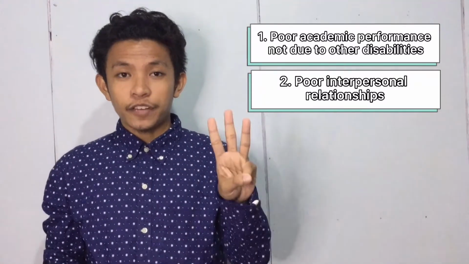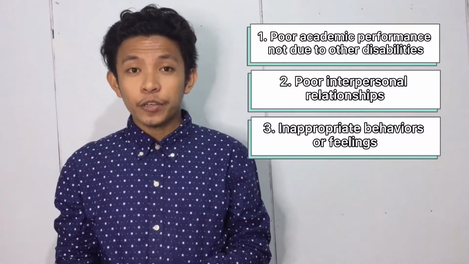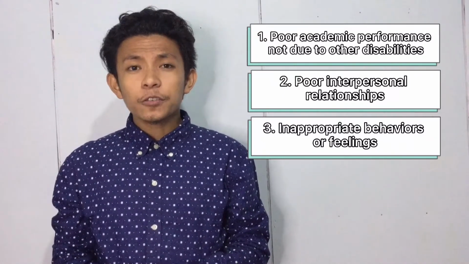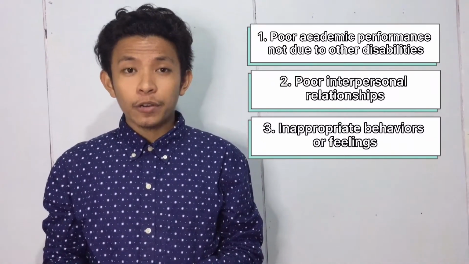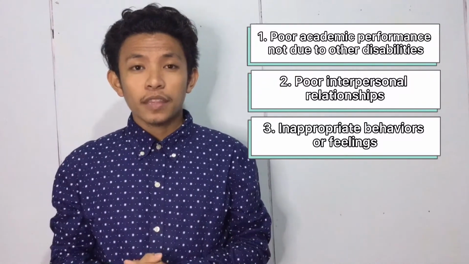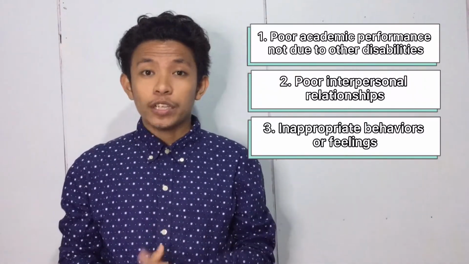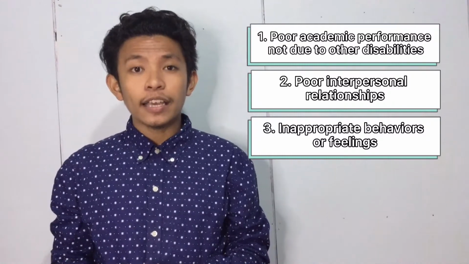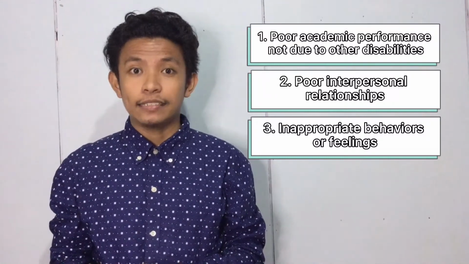Characteristic number 3. Inappropriate behaviors or feelings. This could be an abrupt change in behavior or morbid thoughts and emotions. The responses towards situations may vary and are an indicator that must be detected.